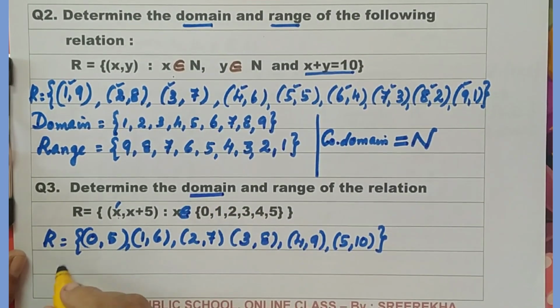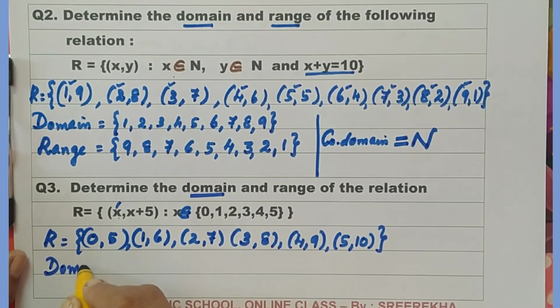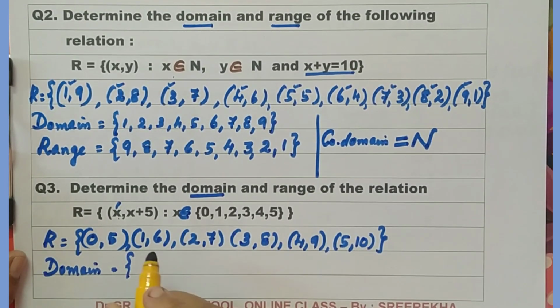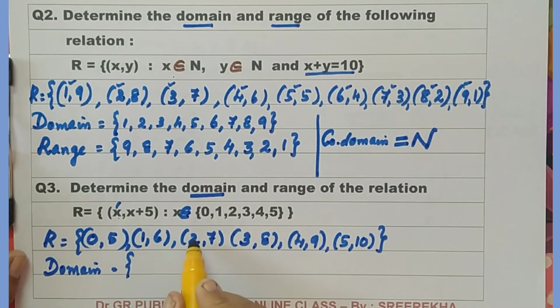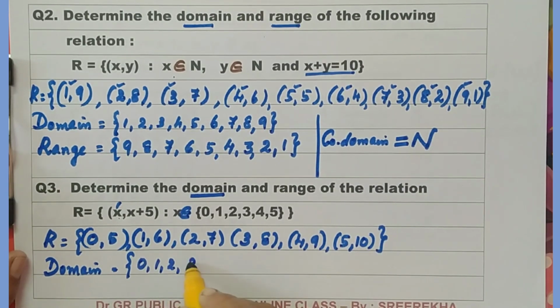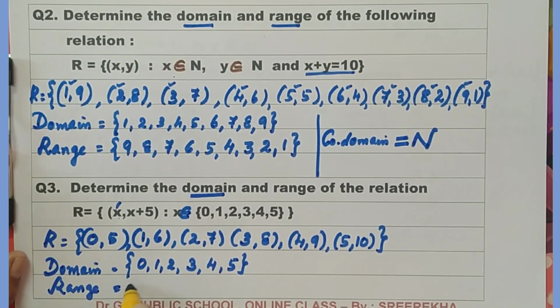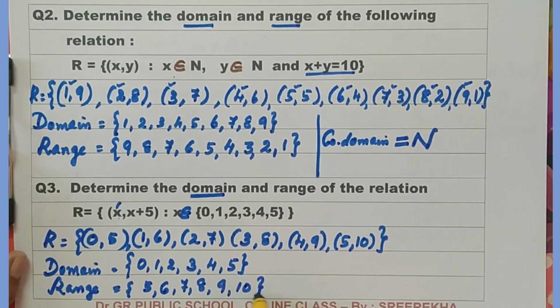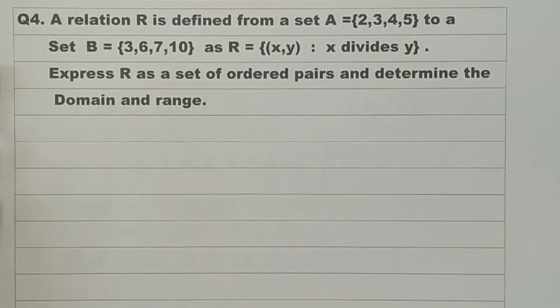Now you are asked to write the domain and range. Domain equals the collection of all first elements: 0, 1, 2, 3, 4, 5. What about the range? Range equals the collection of all second elements in the relation: 5, 6, 7, 8, 9, 10. Come to the next question.